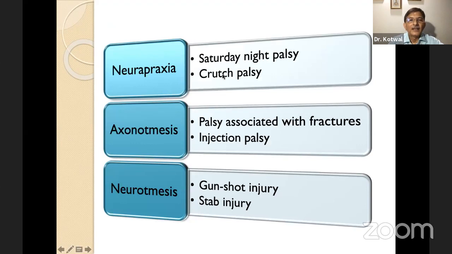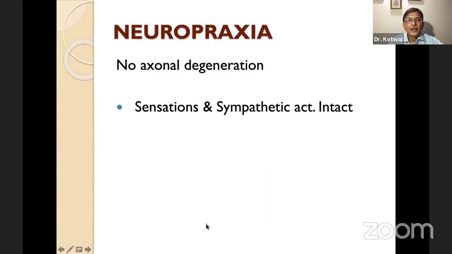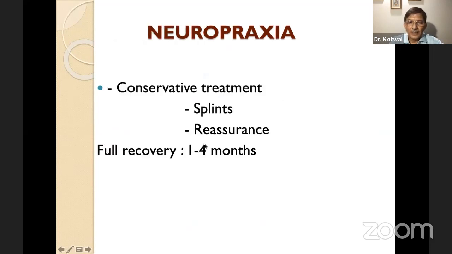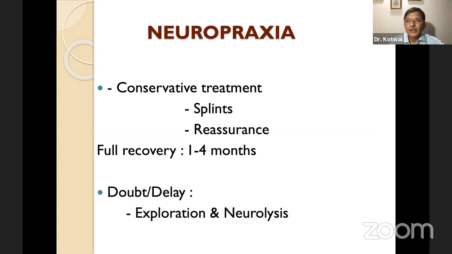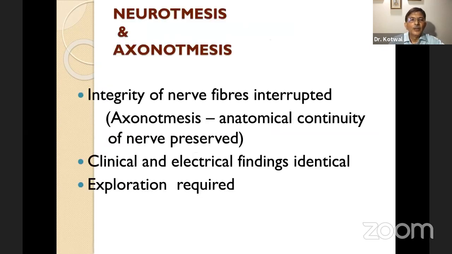Neuropraxia, examples are the Saturday night palsy or the crutch palsy. Axonotmesis would be associated with fracture, and neurotmesis is a stab injury or a gunshot injury. In neuropraxia, muscle atrophy is generally rare, conservative treatment is all that will suffice, and usually full recovery occurs in about 1 to 4 months. However, if there is any doubt or delay, one can go ahead and explore.